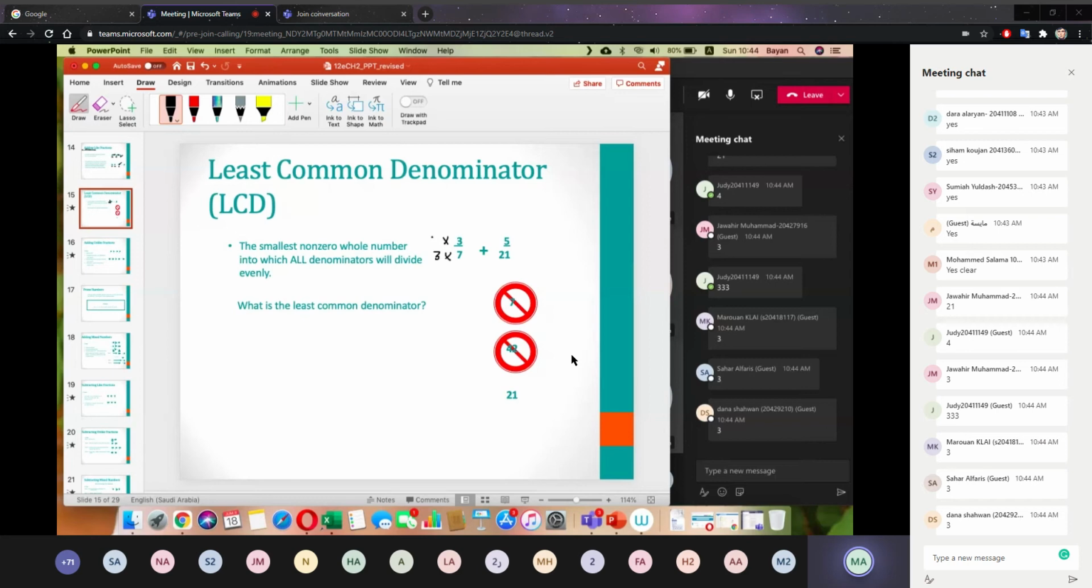So multiply 7 by 3 will give you 21. Then you multiply 3 by 3 to get 9. You don't multiply just one value. You multiply both with the same value. So you will have here 9 over 21. Then you can add the values. 5 plus 9 gives you 14 over 21.